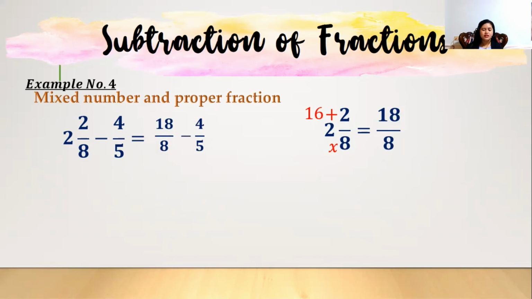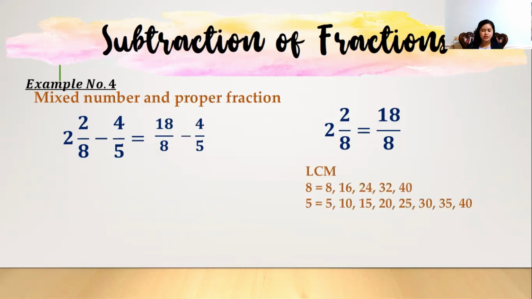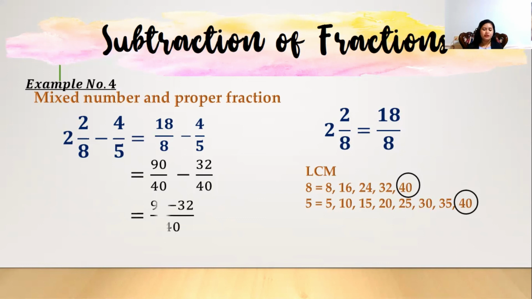So the next step is to change the two fractions into similar fractions. Same process again. We need to find the LCM. The LCM for both fractions is 40. In the first fraction, we have 8 as the denominator, so 40 divided by 8 is 5. 5 times 18, we have the new numerator, which is 90. And then for the second fraction, 4 over 5, we divide 40 by 5, that is 8. 8 times 4 is equal to 32. So we can now have similar fractions, meaning we can now perform the operation.